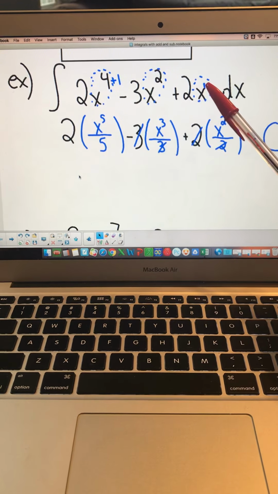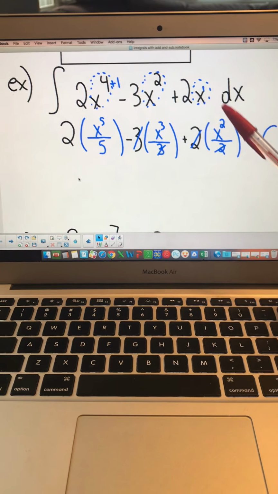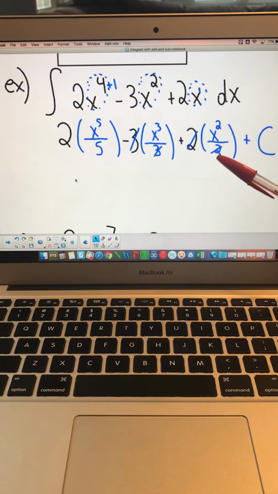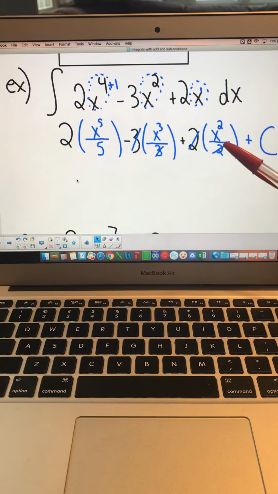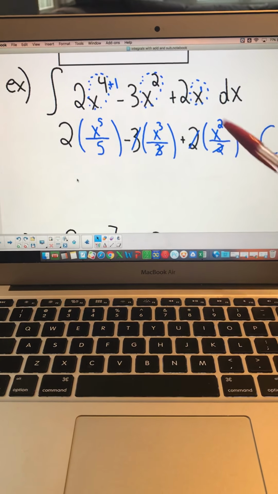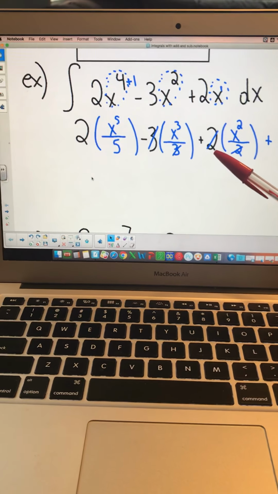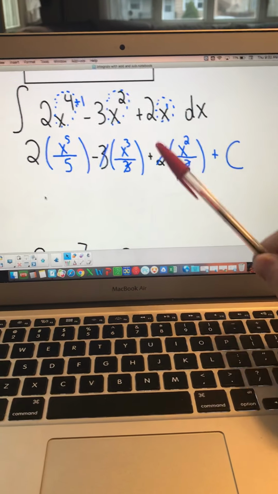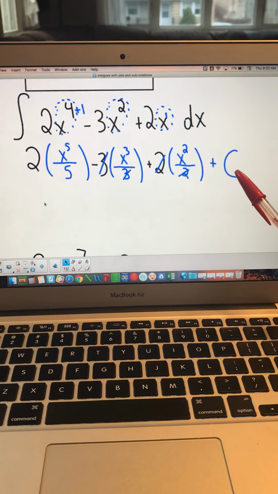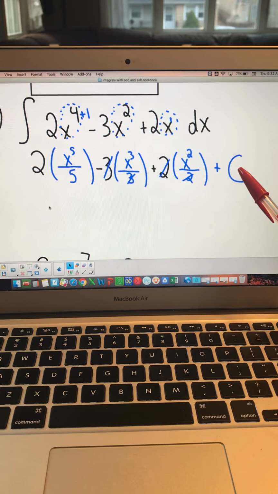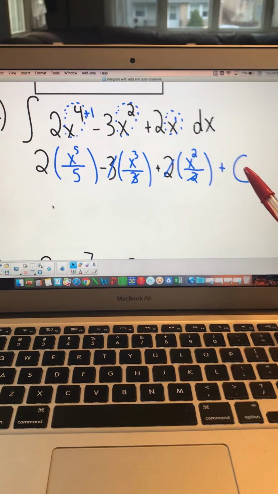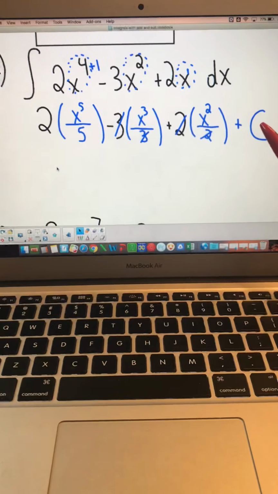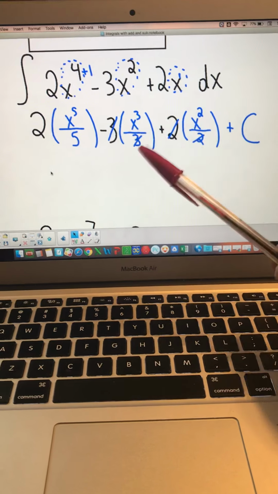The x to the first, add 1. Put it over the new. X squared over 2. So x to the first becomes x squared over 2. That constant's in the front. So now, when we're all finished, add Carlos. Don't forget him. Constant value. We don't know what it is yet. We will later on. So, for now, we've got to reduce everything.